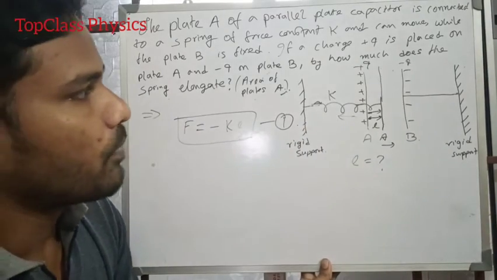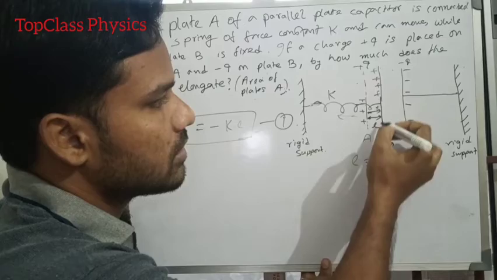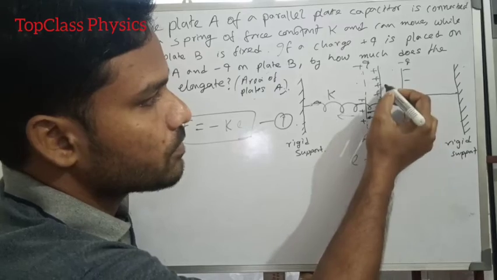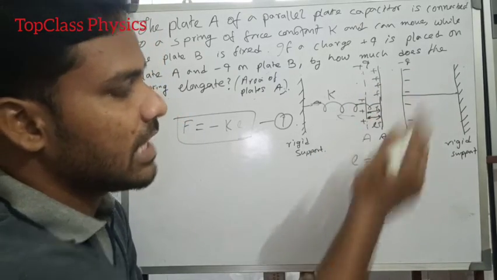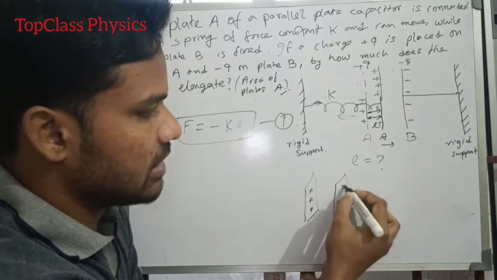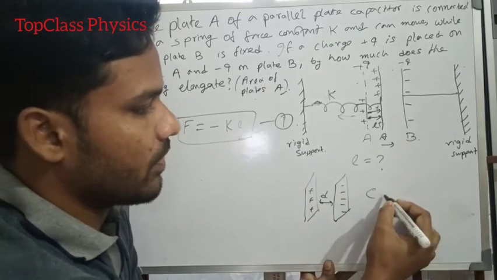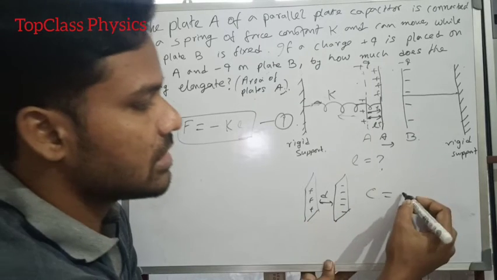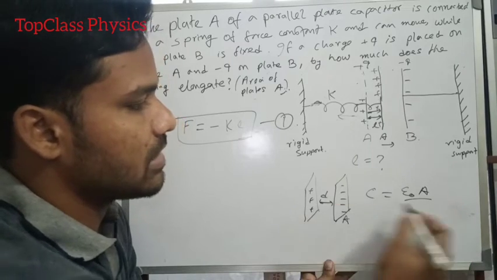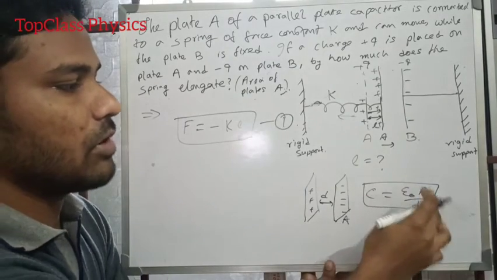Clear? Now this plate is here, this is our final position of the A plate. Now see, this is the positive plate, this is the negative plate. As we know, any two plates, positively and negatively charged, separated by a distance D, give a capacitor action. So the capacitance is epsilon naught A divided by D, that is C equals epsilon naught A by D.